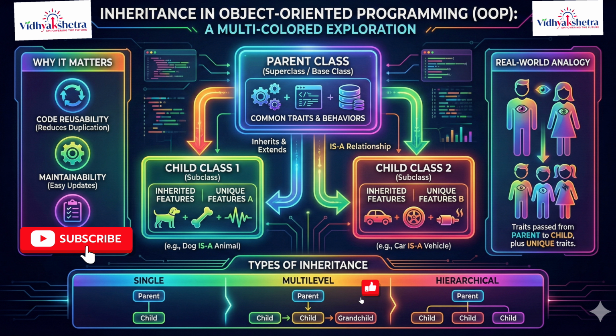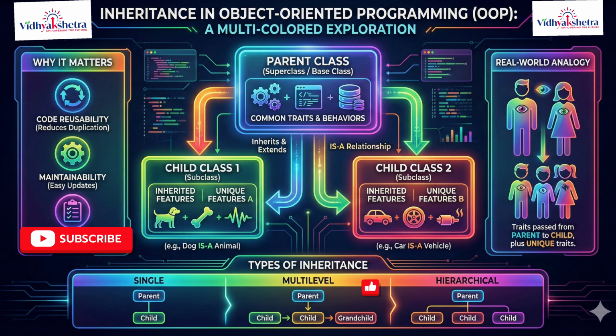For instance, a vehicle class can be inherited by car, bike, and truck classes. All these child classes share common vehicle-related features while also having their own unique characteristics. This type of inheritance is commonly used in applications where different entities share a common base structure.